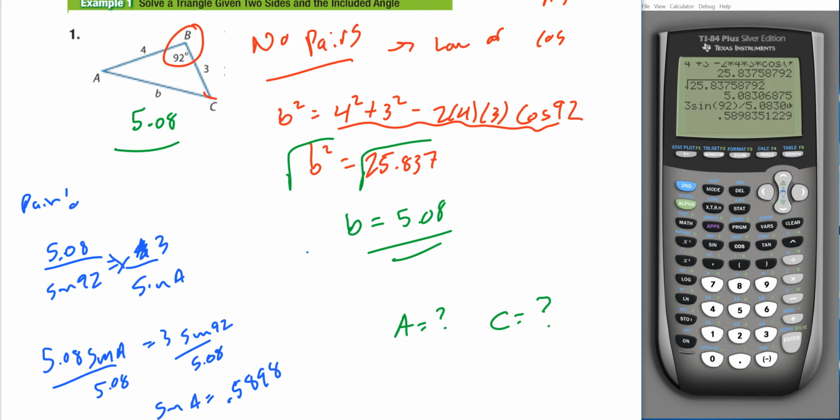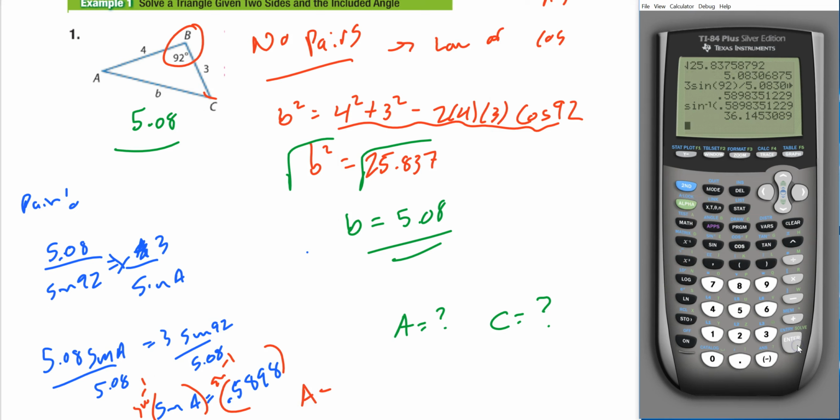0.5898. Remember, I gotta get rid of sine. I want A, not sine of A. So sine inverse. And A equals, let's do sine inverse here, of the answer, 36.15 if you round it correctly, degrees. So that's what A is.